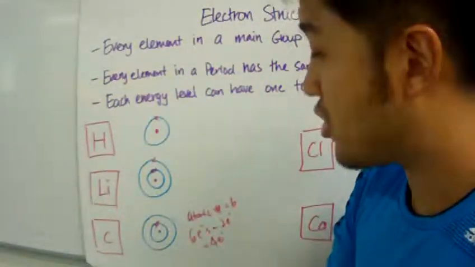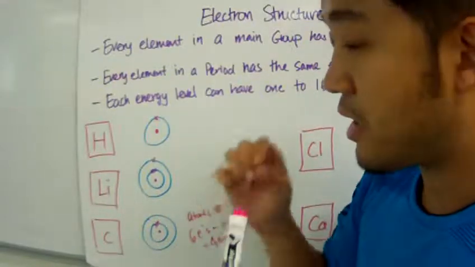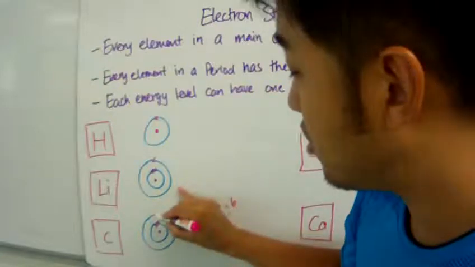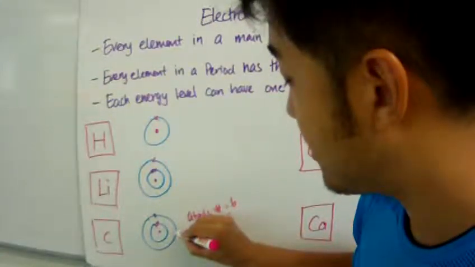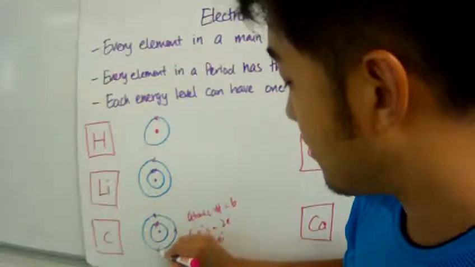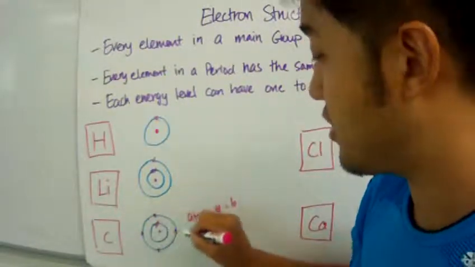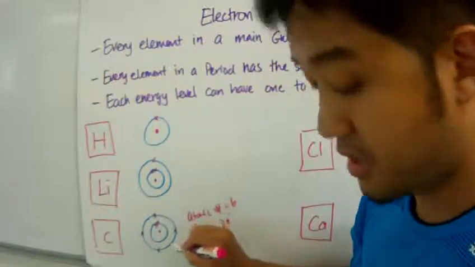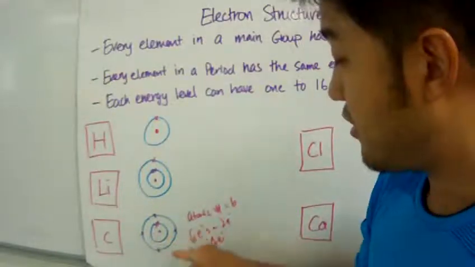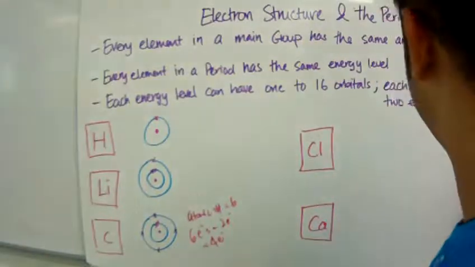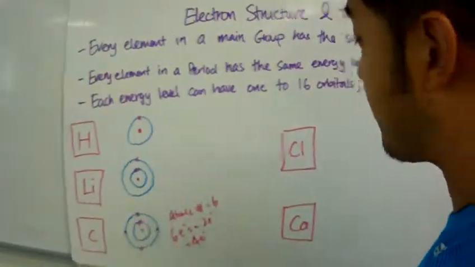Now the way we draw the electrons in the orbitals is that each electron will go into one orbital first. So each electron will go into its different orbitals before it fills up the rest. Okay? So this is the electron structure of the carbon element.